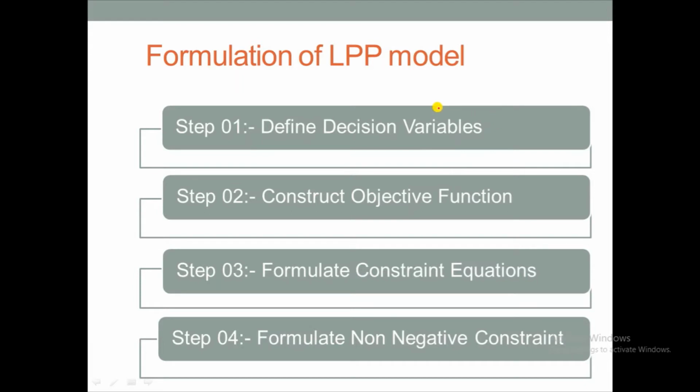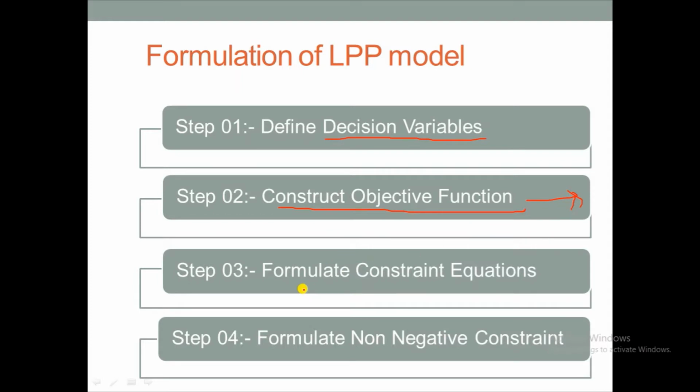By using these decision variables, we are going to construct the objective function. The objective function means what the objective of that particular problem is, what is required from the problem, or what the solution should be. That is the objective function for the particular linear programming problem. This construction of the objective function is done by using the decision variables, so decision variables play a role while constructing it. This objective function is going to give the solution for the particular problem.